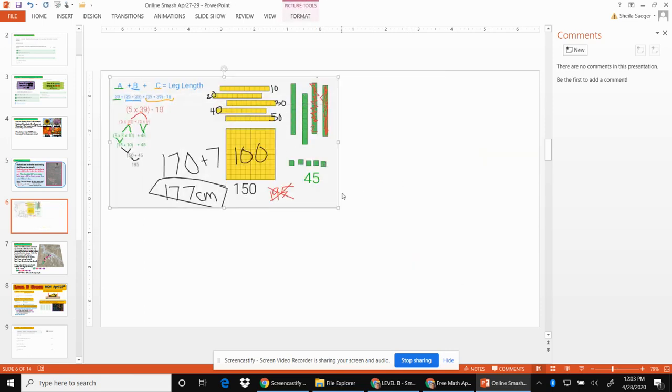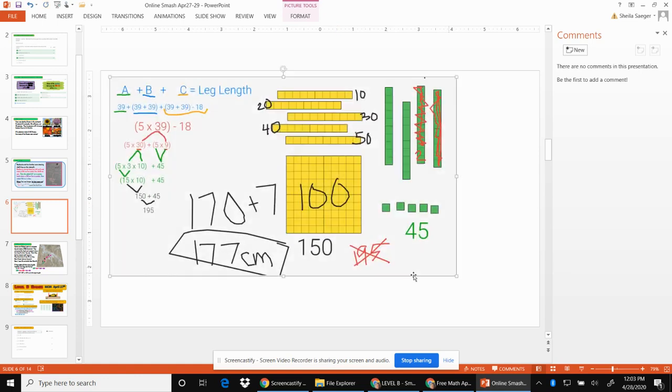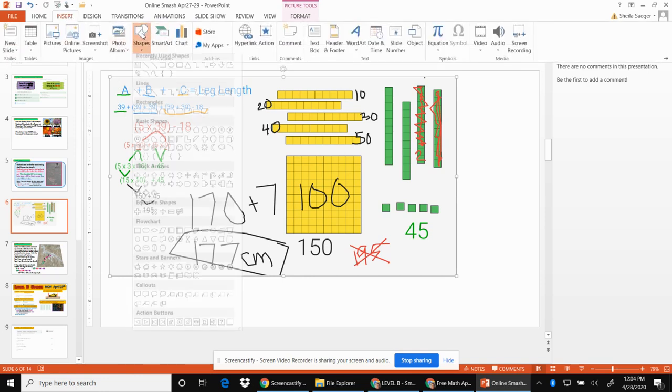So one thing I noticed when I wrote down that A plus B plus C problem, A was 39, B was twice as long, and C was the same as B but 18 less. So that's why I wrote for C 2 39s, twice the A, minus 18. So I'm looking at this and I see there's 1, 2, 3, 4, 5 sets of 39 being added together. Well, that's repeated addition, which is multiplication.